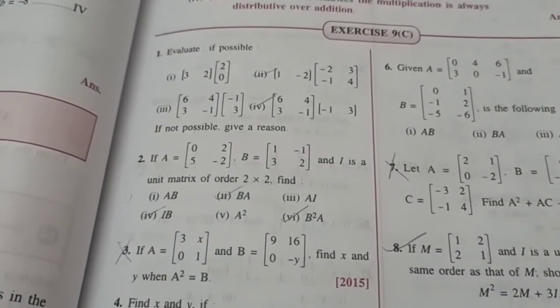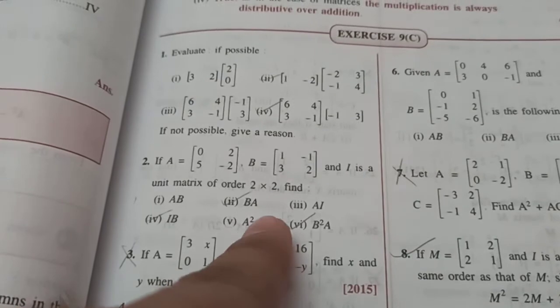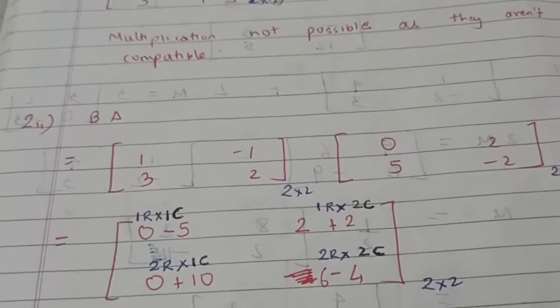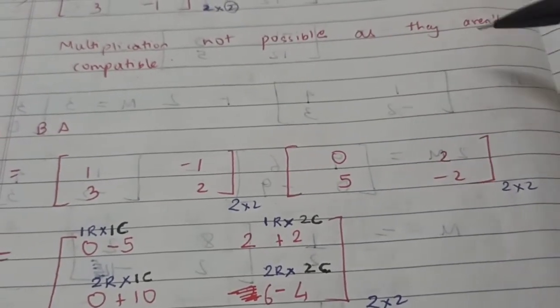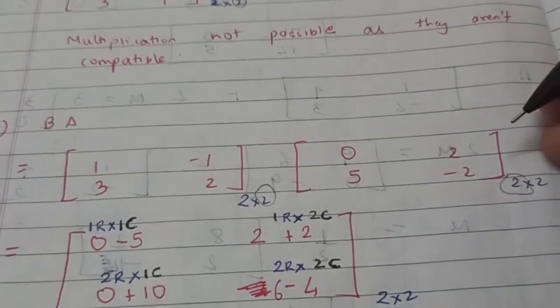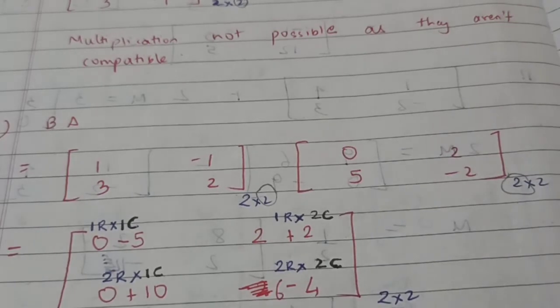A and B have been given. First of all, we have to find BA. Remember, BA is not the same as AB in matrices. So B is 2 by 2 and A is also 2 by 2. Great. So are they compatible? Yes, they are. And before solving, just imagine how many elements will be there in your final answer.